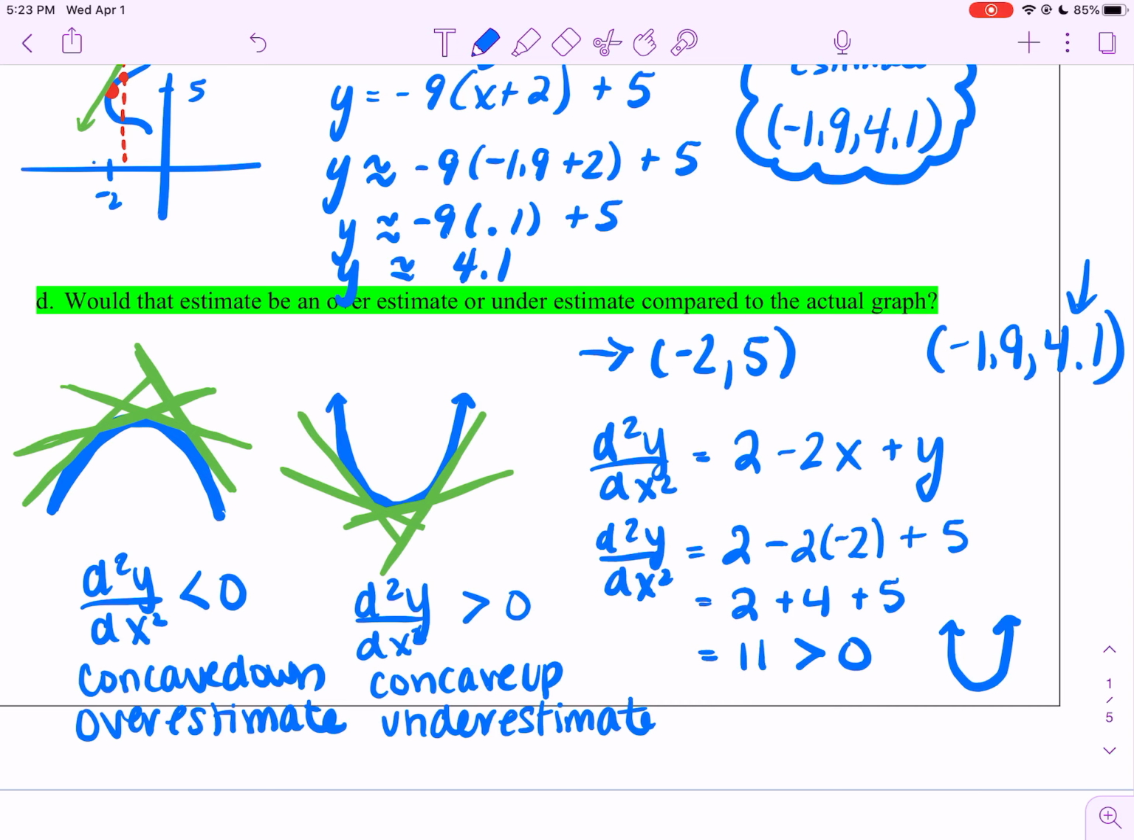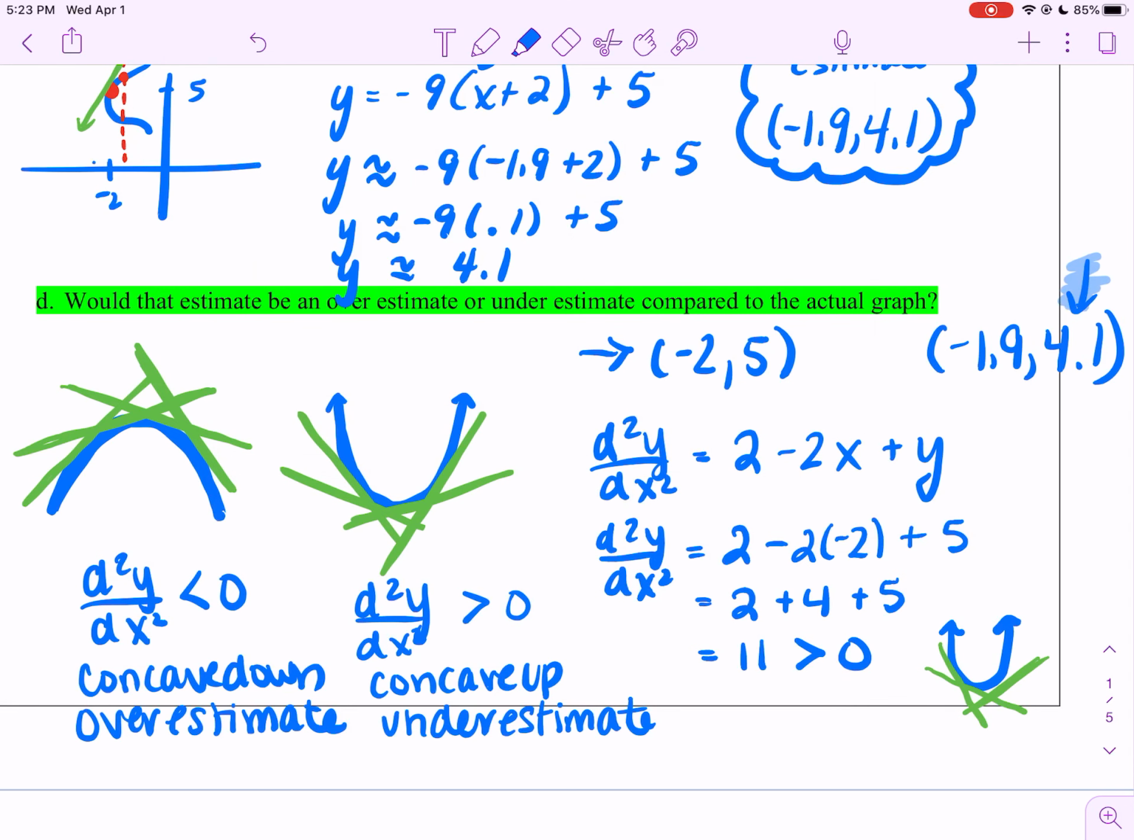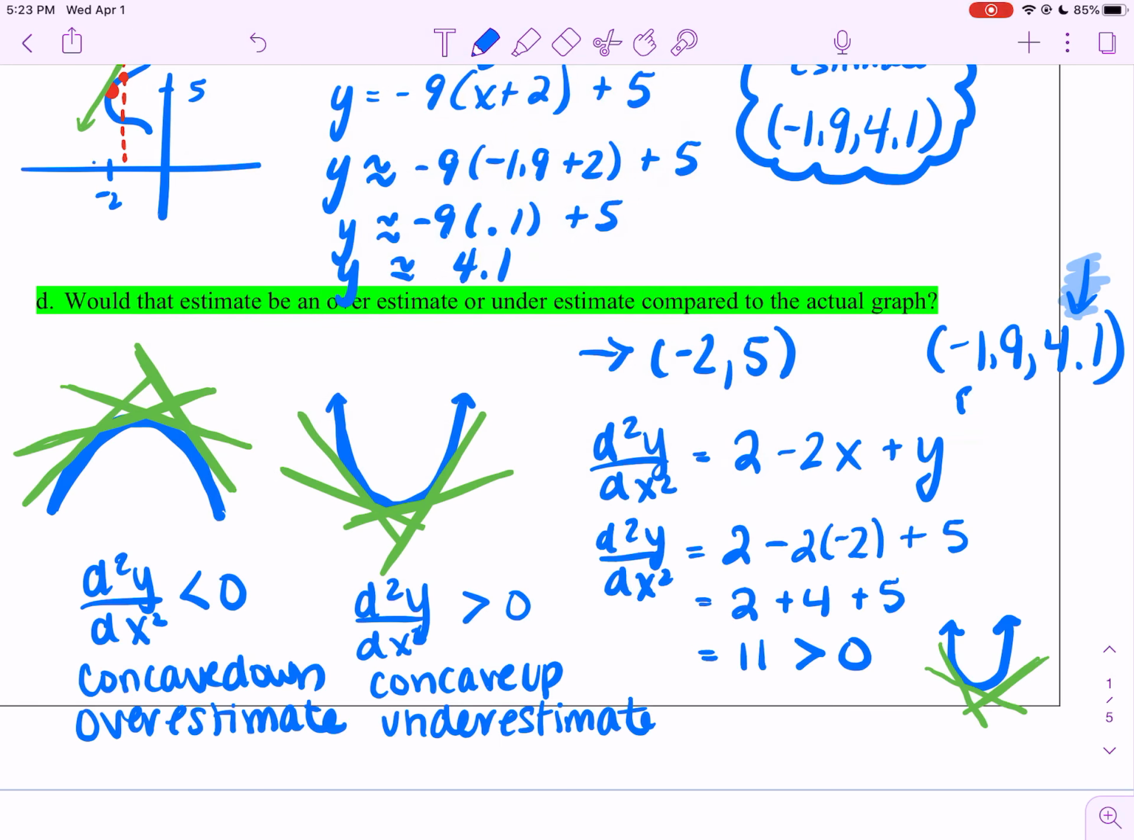And if our graph is concave up, that means that our tangent line is always going to be below the curve, therefore having an underestimate. So the value that we found is actually going to be an underestimate of the curve. It's pretty close, but it's going to be an underestimate.